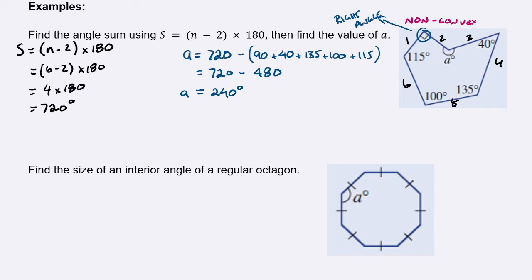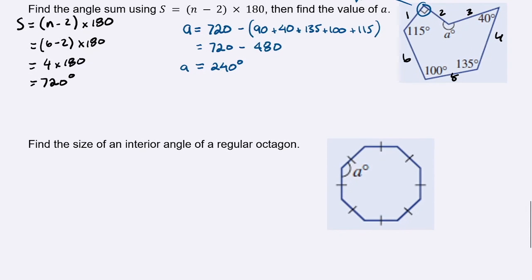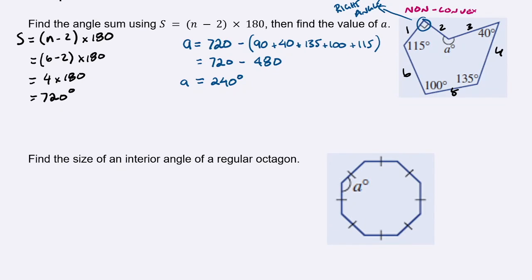We have a very similar question here, but something that we already know is that the interior angles of a regular octagon are all the same. Now if we go back to our table, we don't need to go all through the calculations again, because an octagon has an angle sum of 1080. Alright, it's an angle sum of 1080 degrees. So that's what we're going to use.